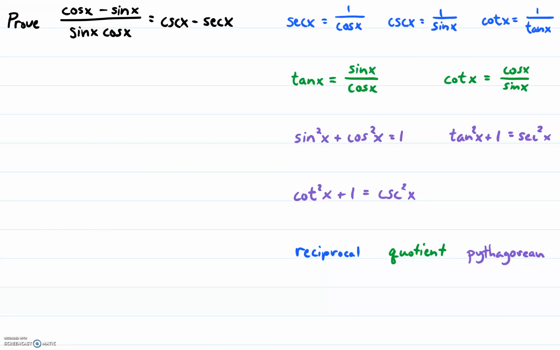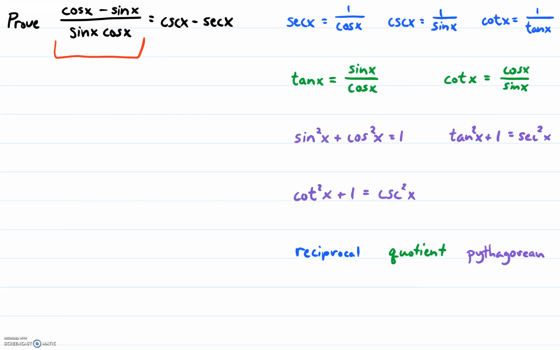In this video, we're going to prove the trig identity (cosine x minus sine x) over (sine x times cosine x) is equal to cosecant x minus secant x. So the general strategy is you want to pick the more complicated looking side, and you want to work on that side using algebra and trig identities to make it match the other side of the equal sign.